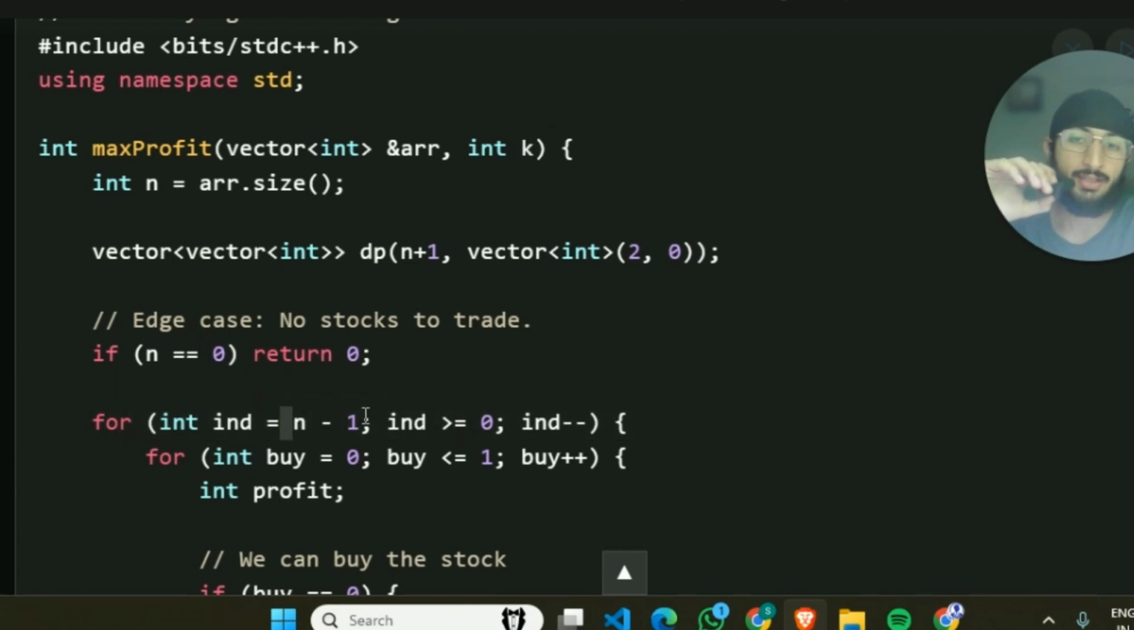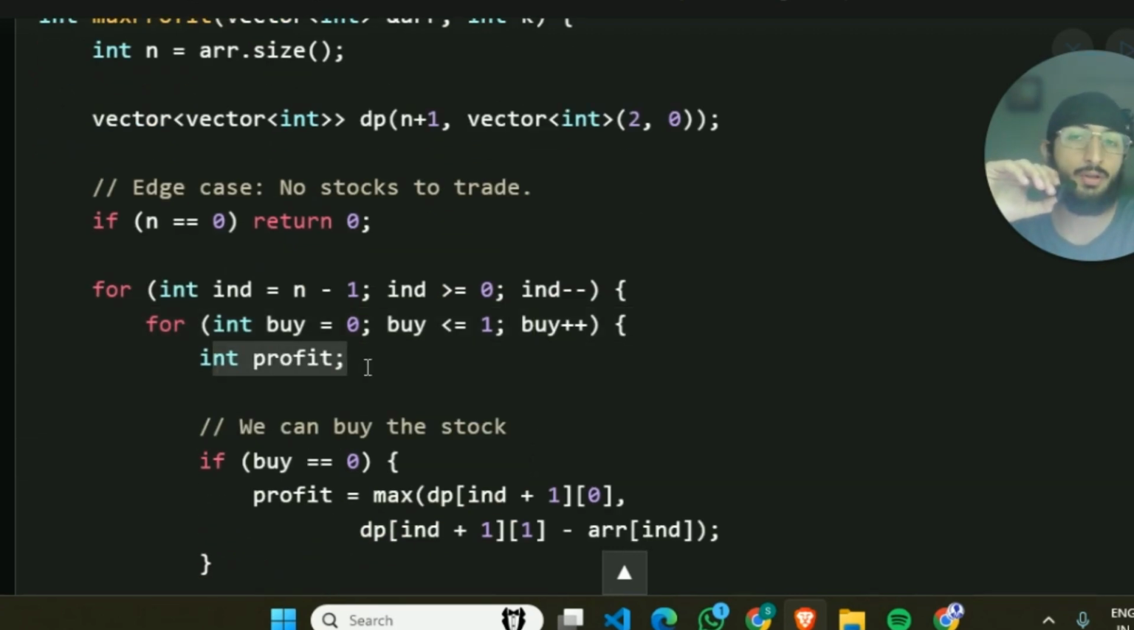Now for int index is equal to n minus 1, index greater than or equal to 0, index minus minus, we're starting from the bottom. For int buy is equal to 0, buy less than or equal to 1, buy plus plus, that is we have two options, buy is equal to 0 and buy is equal to 1 for each of the days inside the vector.